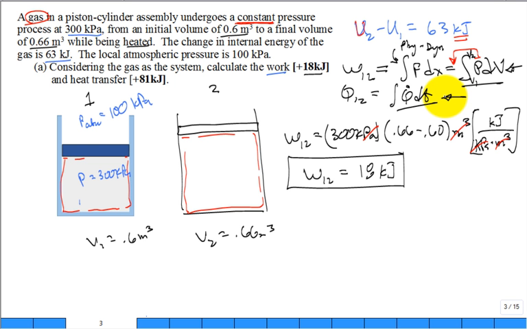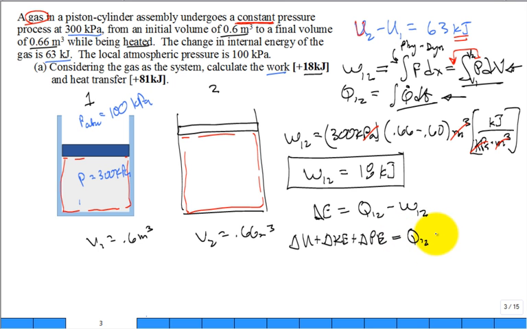Energy balance. We write the first law for the process. The change in energy is equal to Q in minus the work out. This change is a change in internal plus the change in kinetic plus the change in potential energy, equal to Q 1 to 2 minus work 1 to 2. Sometimes I do this. I know that. This is what I'm looking for. Change in potential and kinetic energy of the gas as the system.